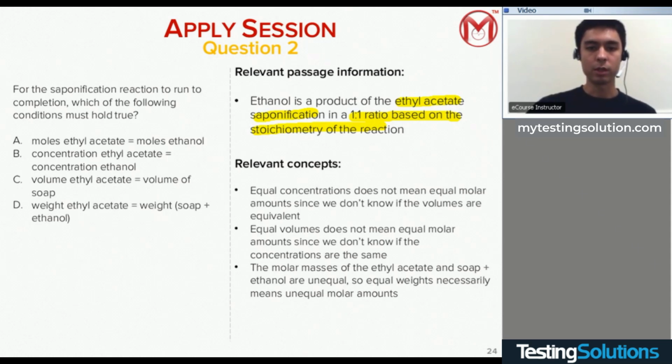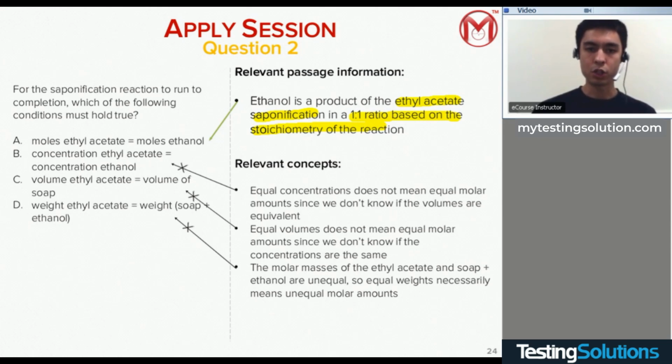So looking at a bunch of these, if it has to be in a 1-to-1 molar ratio, that makes A look like a very good answer. Right? Moles of ethyl acetate equals moles of ethanol. As long as those two are equal, I know that the reaction has run to completion. Now, what about B, C, and D?